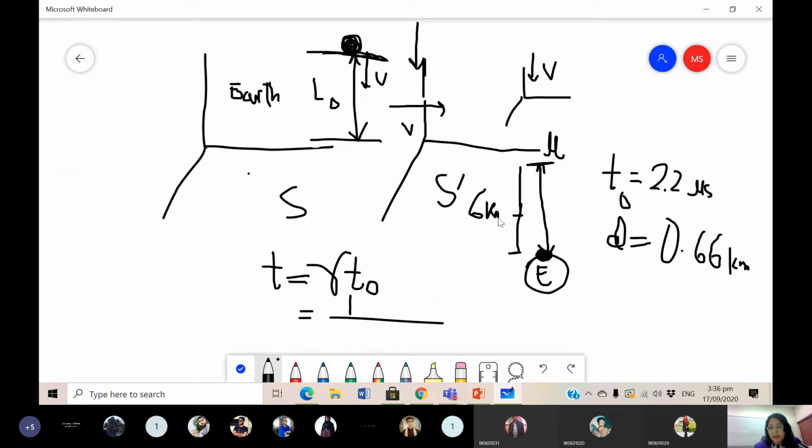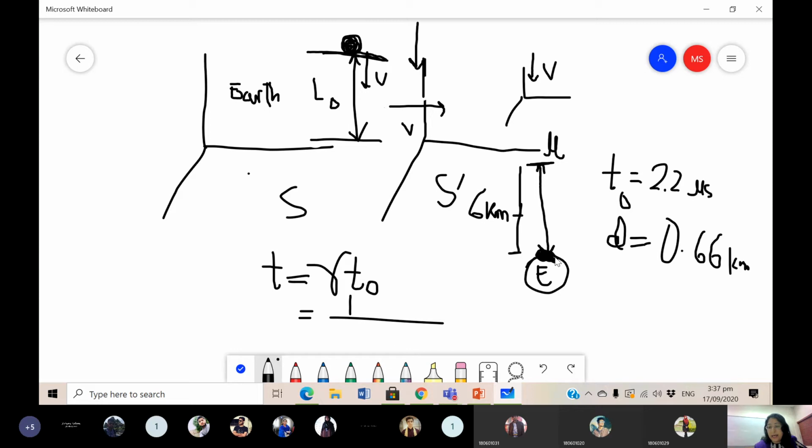Muons are created 6 kilometers above the Earth. Now our question is, will muons reach the Earth before decaying, or will they not? We can see this in two frames. One is the frame of the observer, which is on Earth, which is not moving. And one is the frame of the muon. This muon is moving downwards, so its frame moves downwards.